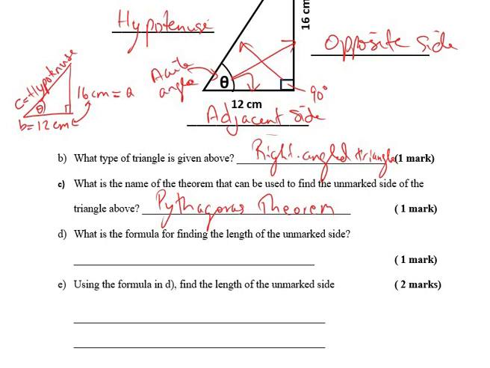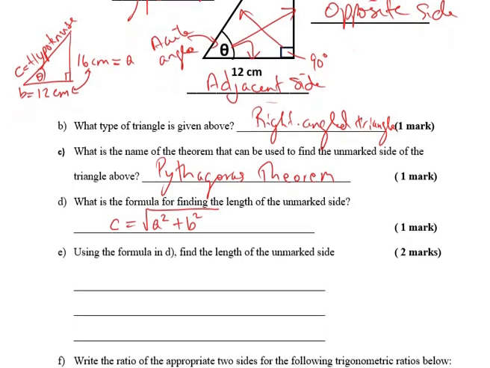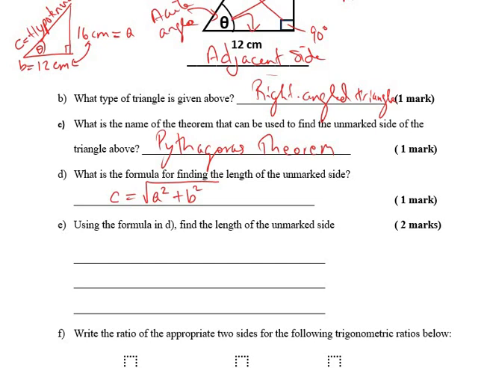So to find the hypotenuse, which is C, we're going to say square root of the short side squared plus the other short side squared. That's the formula for finding the length of the unmarked side. Next, using the formula in D, which is right here, find the length of the unmarked side. Okay, so let's do that.